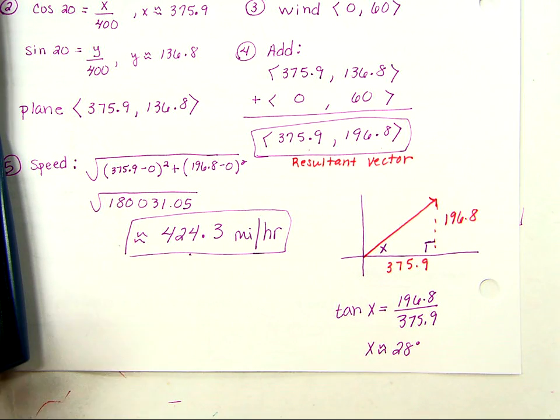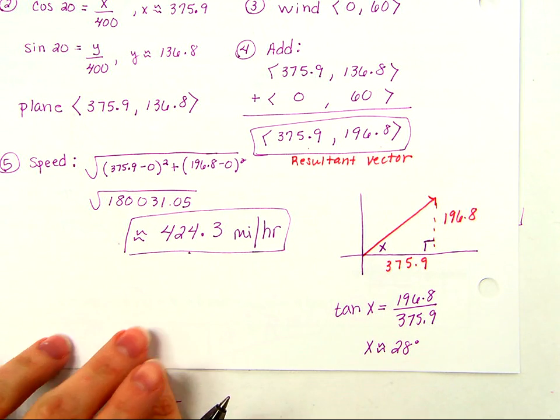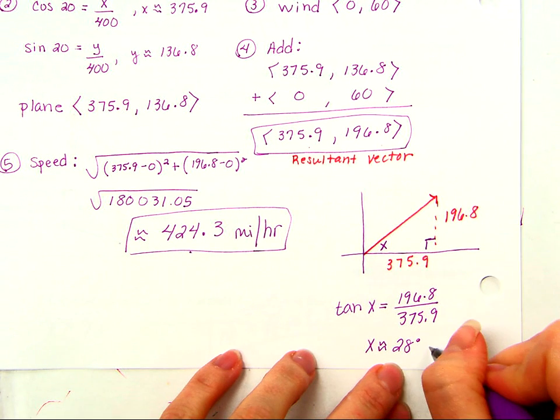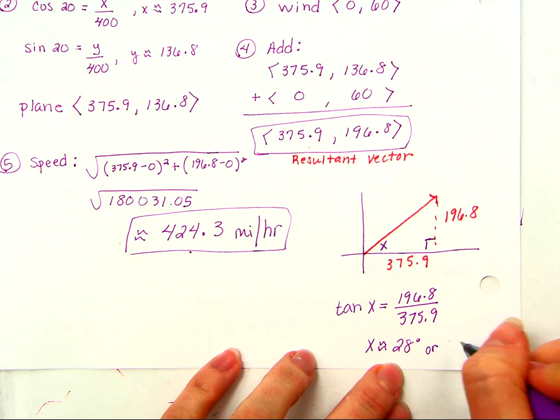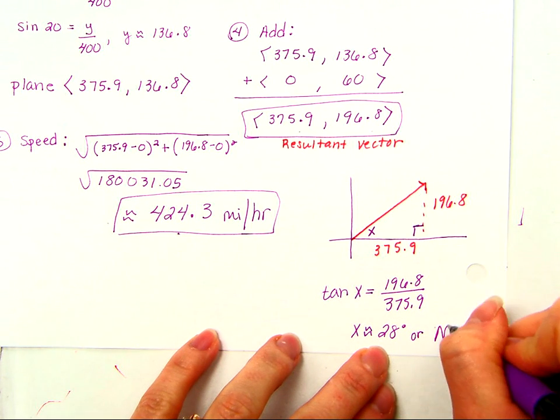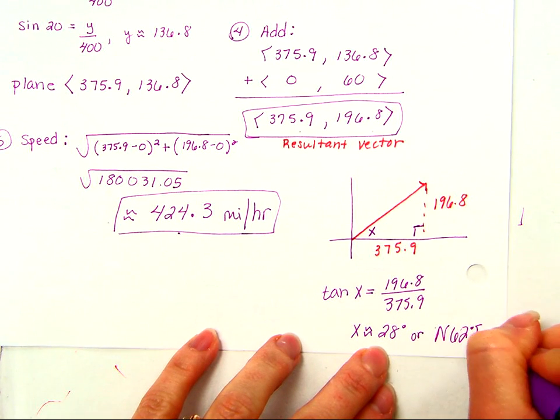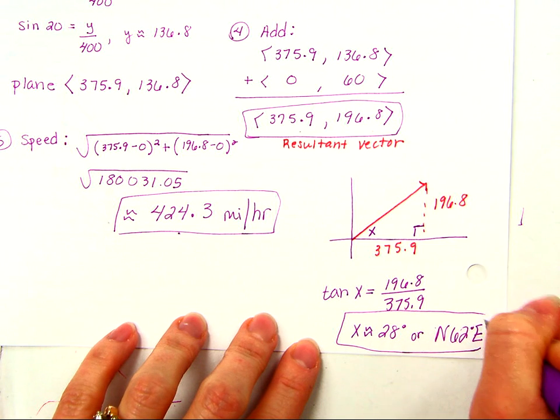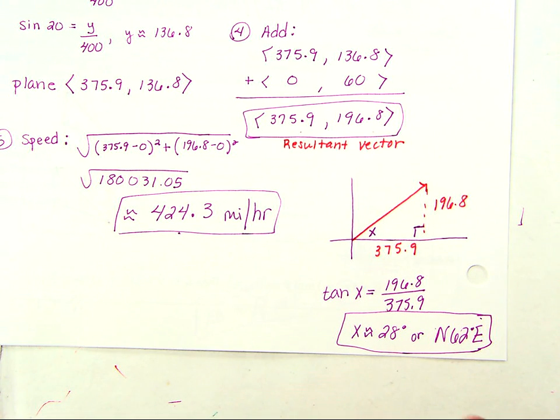Well, what does that mean? That gives me my direction. My direction is about 28 degrees, or we could write that as north 62 degrees east. When you write your directions, a lot of times I'll ask you to write them both ways. I know those questions can be kind of complicated and a lot of work, but if you stay organized and you follow each step, you should arrive at your final answer. If you have more questions on this, please stop in and see me.